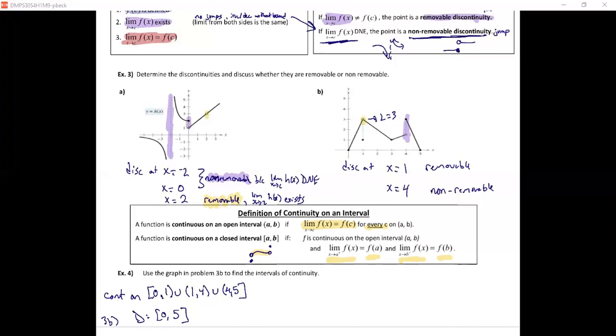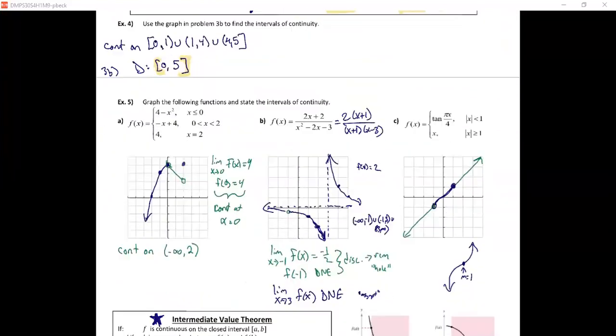So for us to have continuity on the closed interval, why did we have these brackets? We had those brackets because we wanted to make sure that we're establishing the endpoints existed with the function anyway. One of those small details, but kind of nice for us to go through.